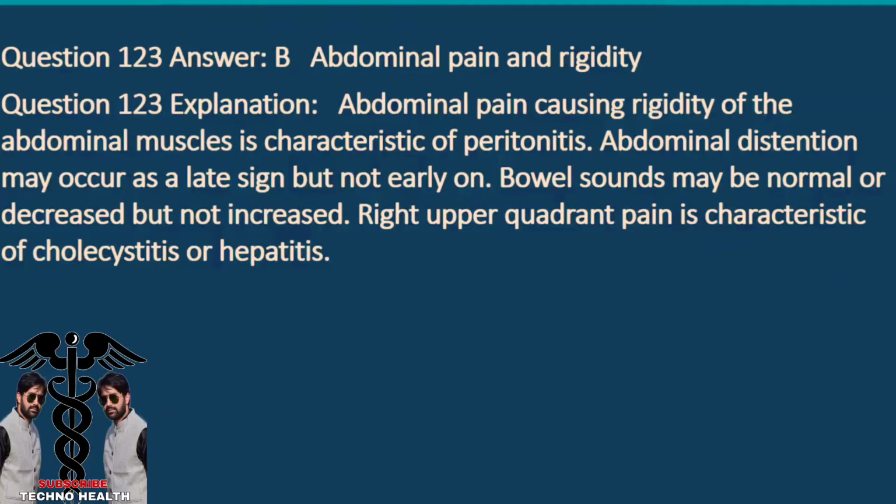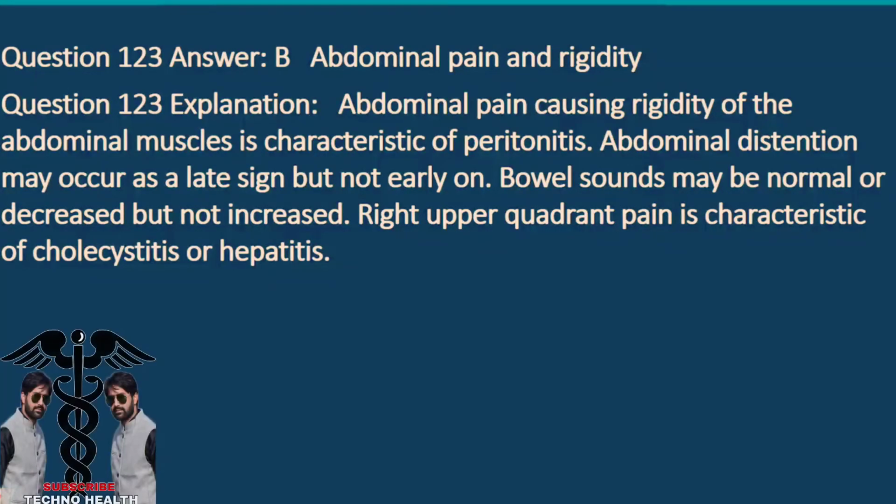Question 123. Explanation: Abdominal pain causing rigidity of the abdominal muscles is characteristic of peritonitis. Abdominal distension may occur as a late sign but not early on. Bowel sounds may be normal or decreased but not increased. Right upper quadrant pain is characteristic of cholecystitis or hepatitis.